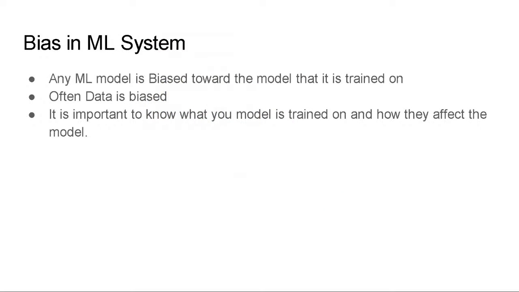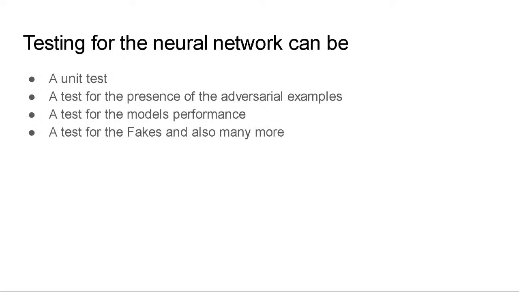And bias in ML is very unique. Any ML model is biased towards the data that it is trained on. Often the data is biased, or else the parameters get biased. It's important to know what you know about the trained model, because it will affect the model tomorrow and says that your system is vulnerable in tomorrow's world. In my research, I've always been using something as a unit test: a test for the presence of adversarial examples, a test for the model performance and fakes, and many more.